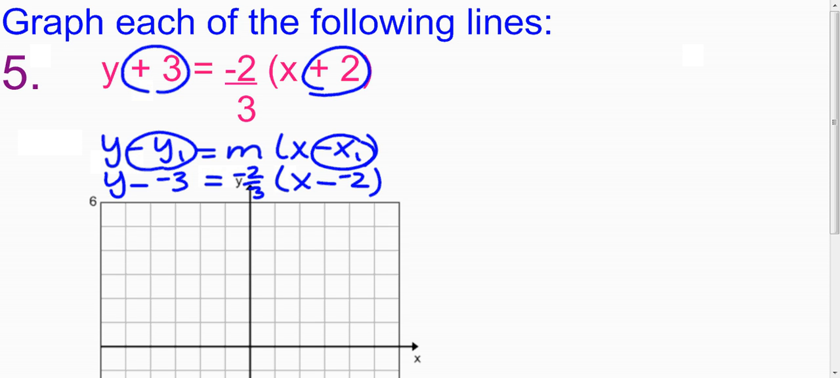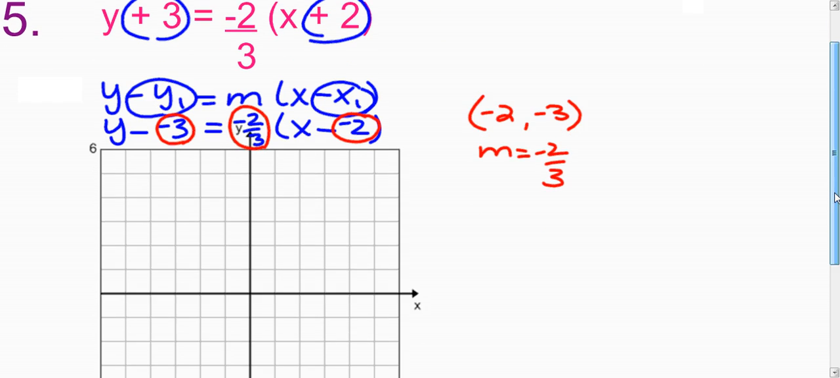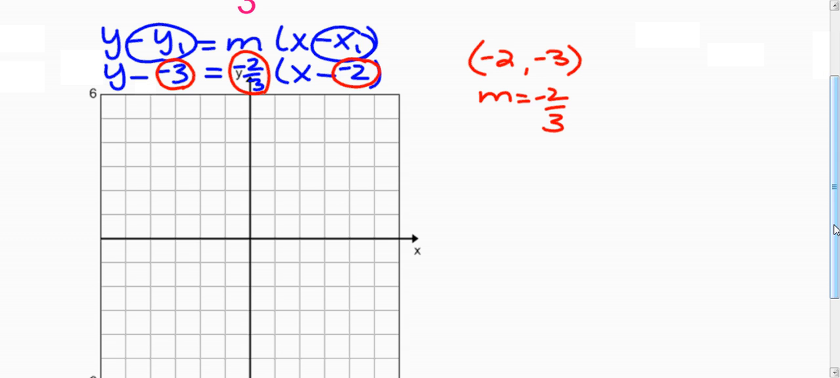Okay, so what that means then is that you have a coordinate that goes like this. You have an x value of negative 2, and you have a y value of negative 3, and then your slope is negative 2/3. Now, could you simplify that and get it into y equals mx plus b so that you can graph it that way? Absolutely you could, but much easier to just do it this way.